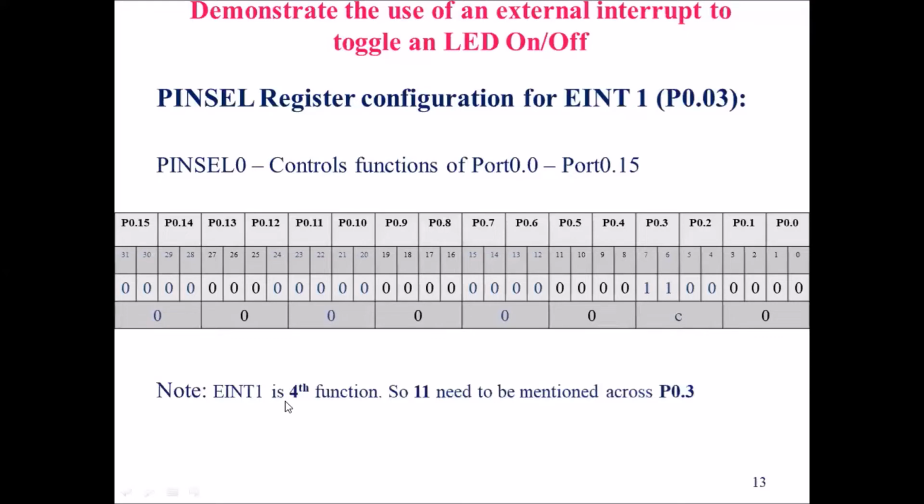EINT1, external interrupt 1, is the fourth function, so double one needs to be mentioned across port 0's third pin. That's why I've written double one, double zero, which is 12 in decimal, and if you convert that to hexadecimal, it is represented as C. So this is how the PINSEL register works on the microcontroller. Hope you have understood this PINSEL. It is very important, and I'll be using this PINSEL register configuration in the program.